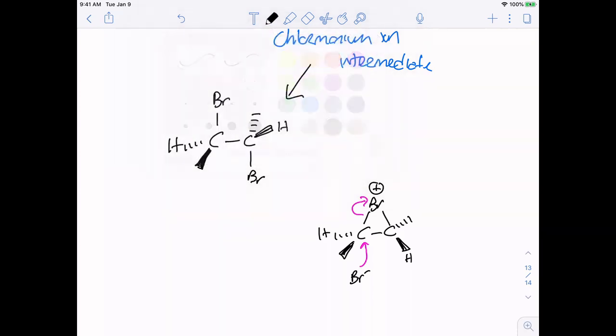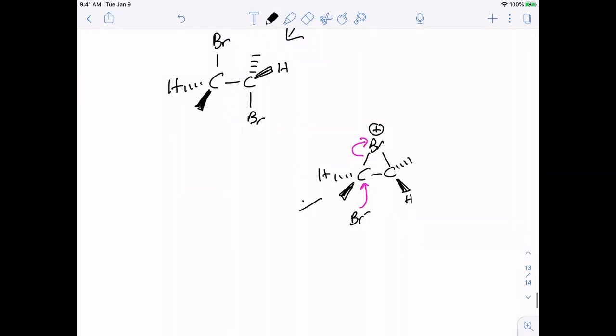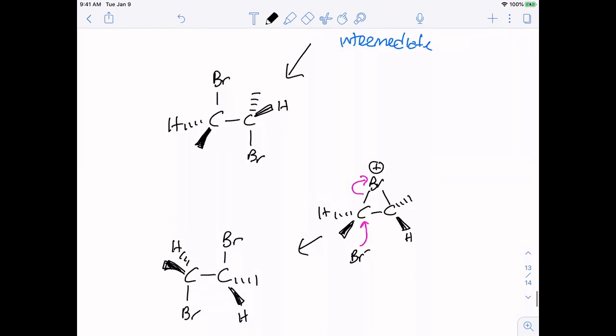When I draw that product, this time I have bromine up on this carbon and down on this carbon. Hydrogen's still coming out over here. My methyl group is still going back. Here my methyl group is coming out and my hydrogen is going back. So, and it can do both of those with equal likelihood.